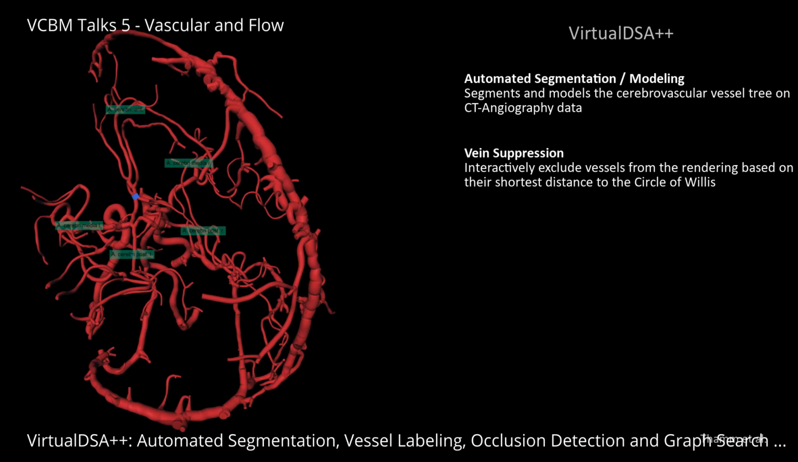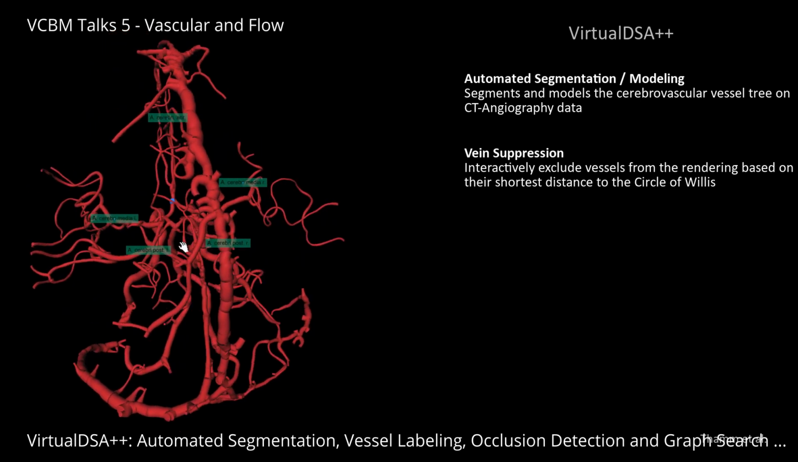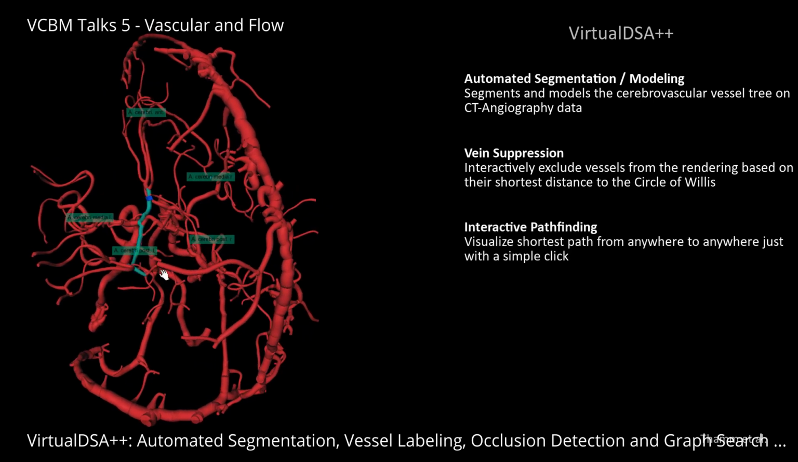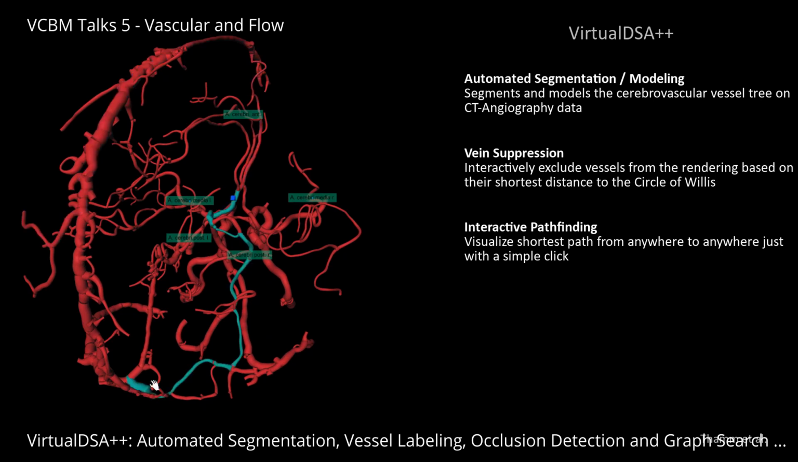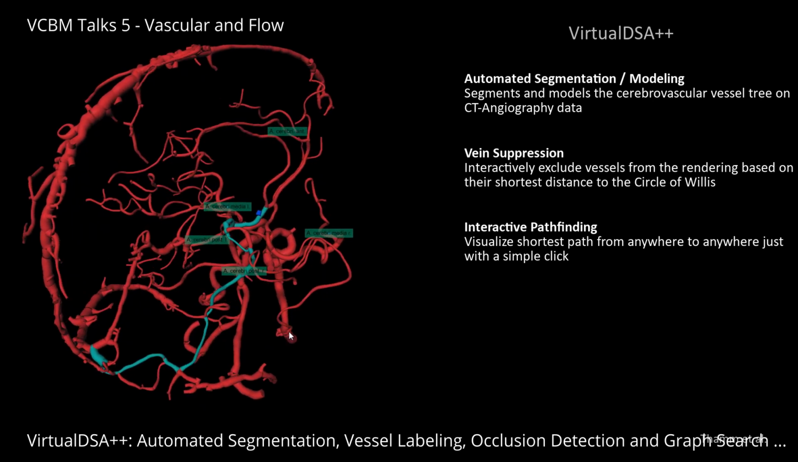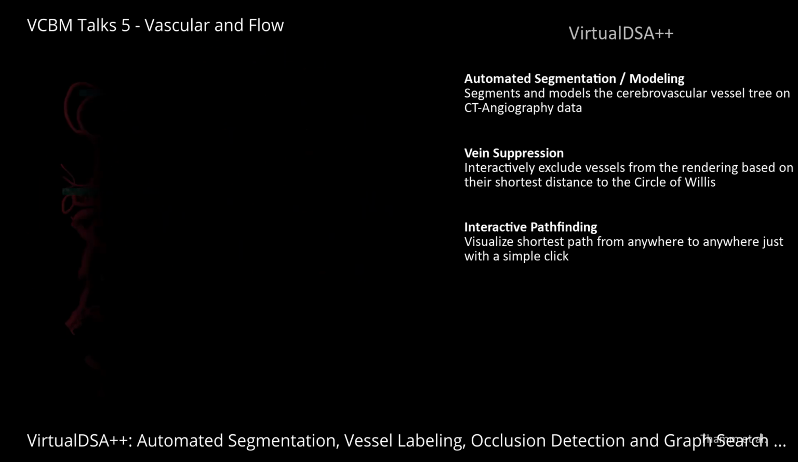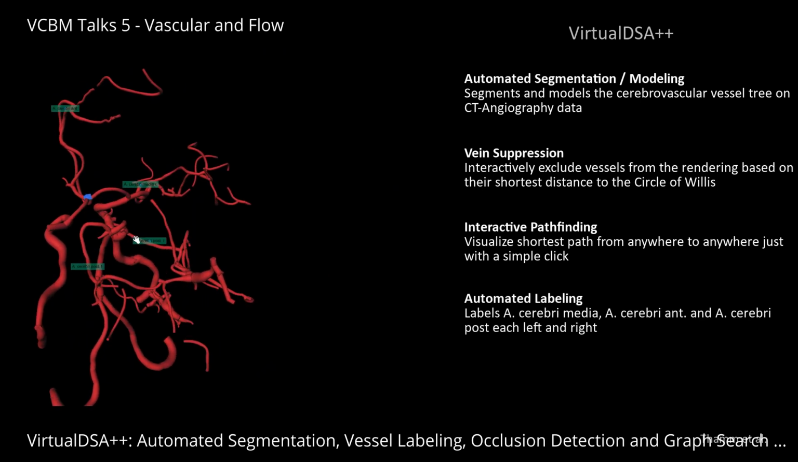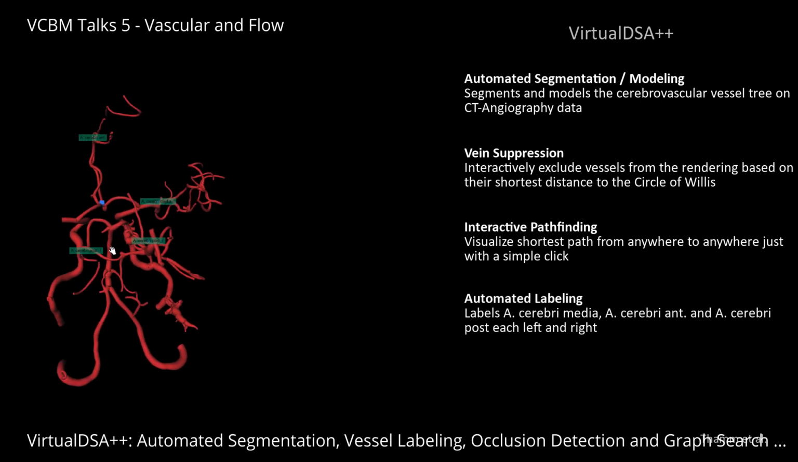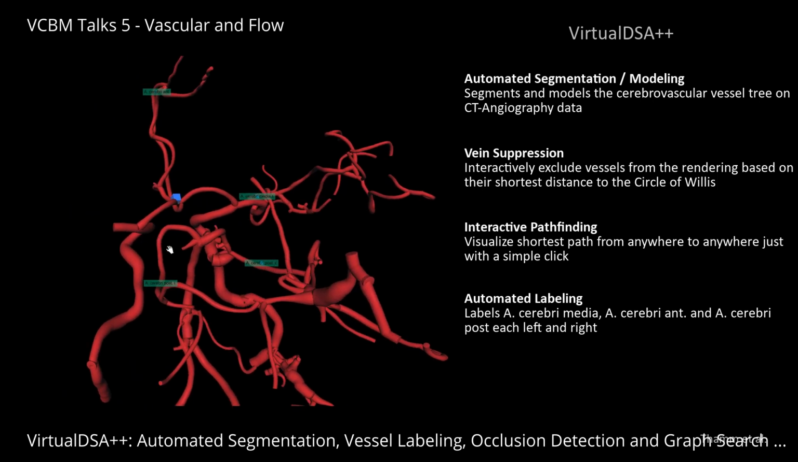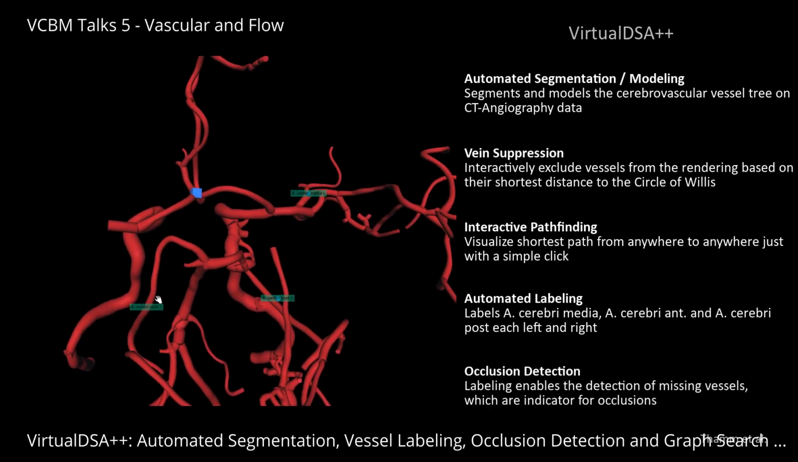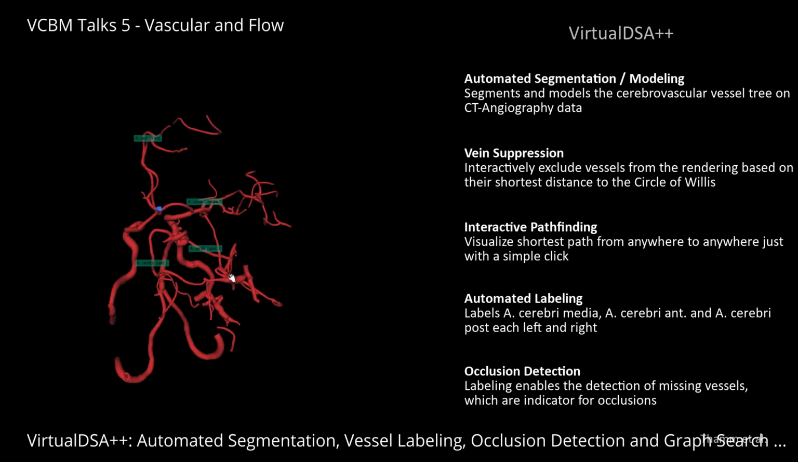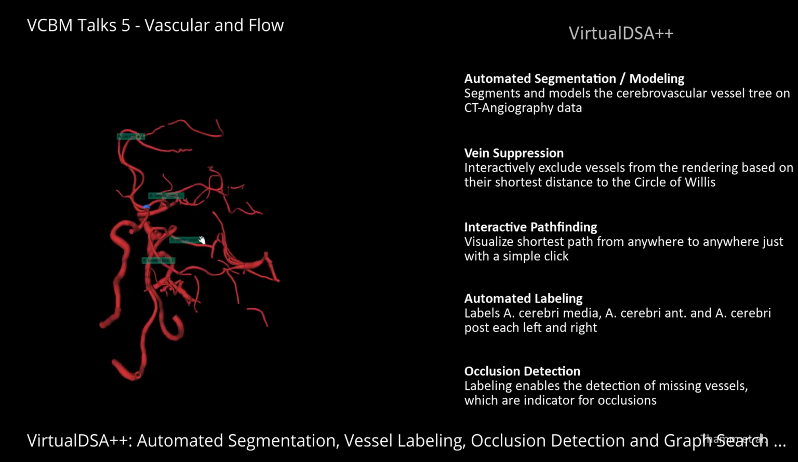The blue cube in the center indicates the root node where the vein suppression relates to. Virtual DSA++ also allows to interactively search for shortest pathways just by clicking into the desired point. The feature is meant to be used to plan mechanical thrombectomies, for instance. It also automatically labels the cerebral arteries medial left and right, posterior left and right, and anterior. Last but not least, it also can detect occlusions in the named vessel. This might be useful for physicians in the diagnosis of ischemic strokes.